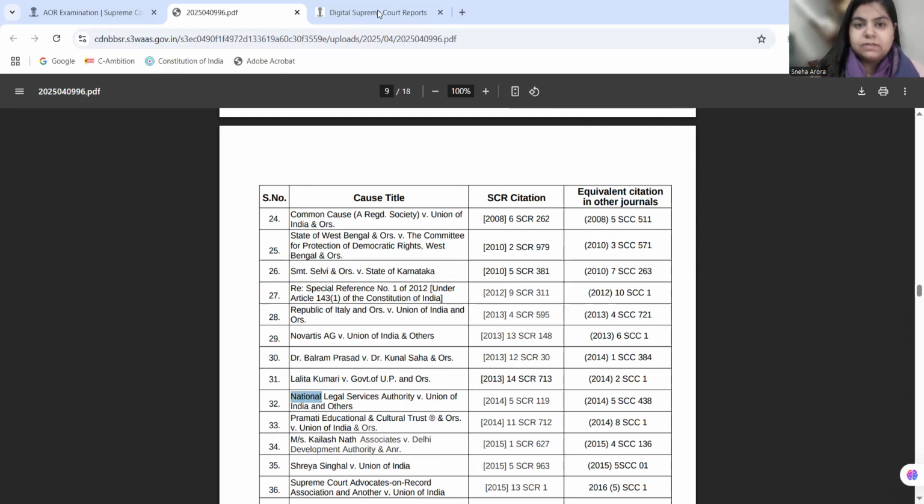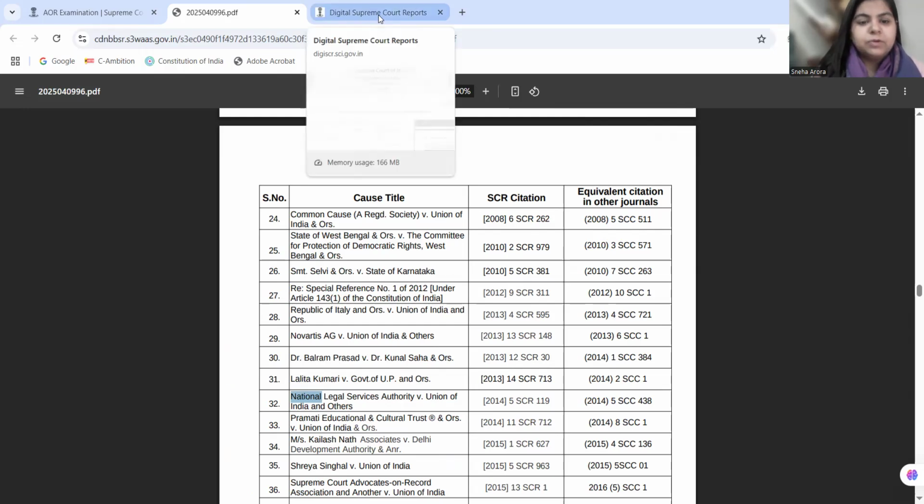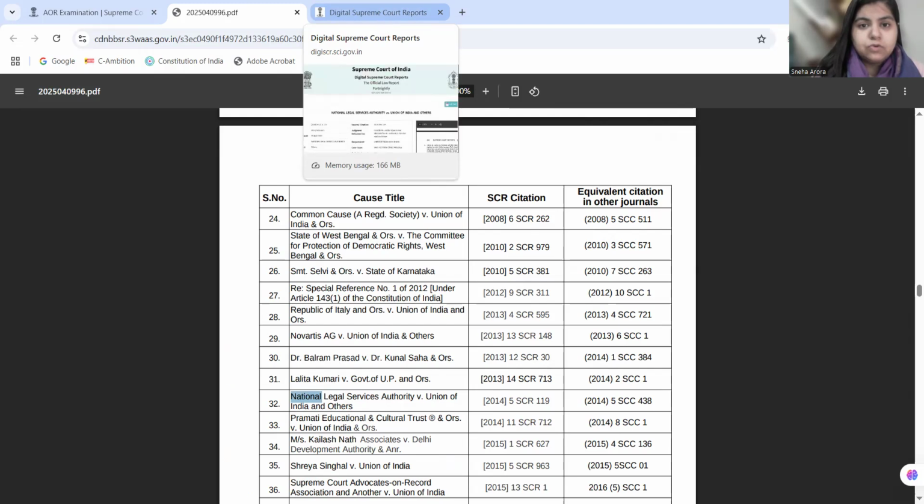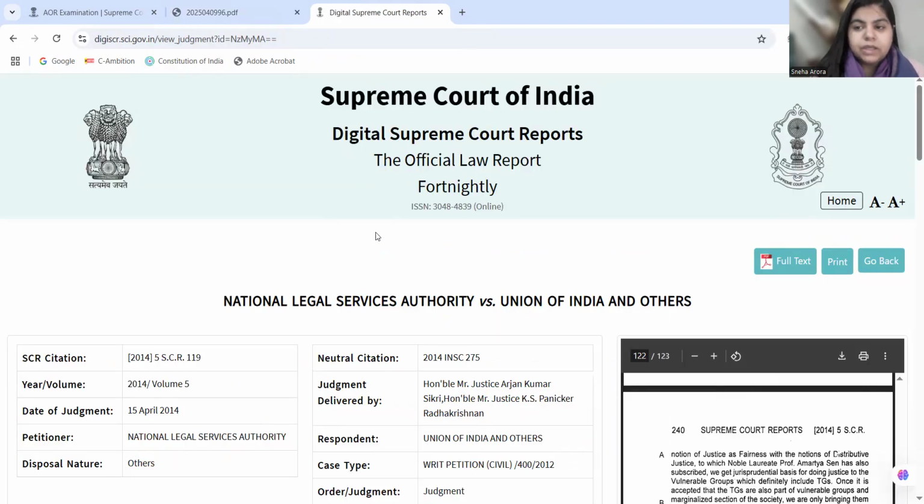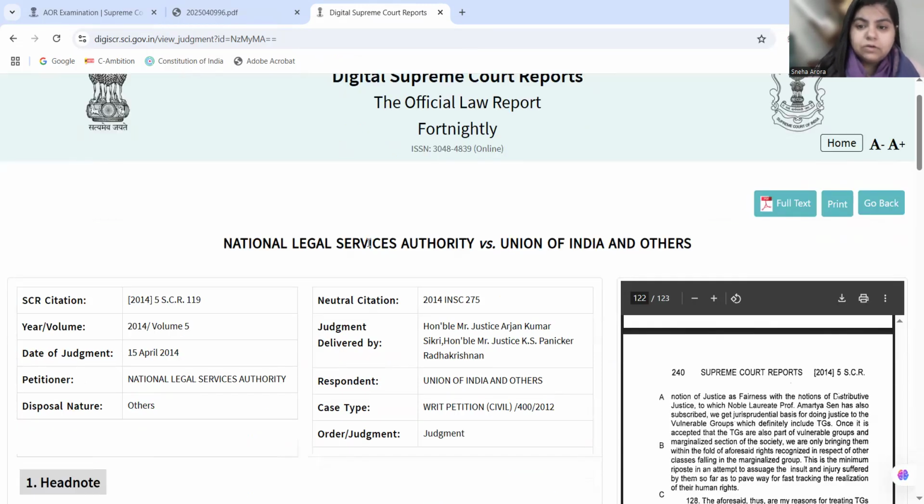All right, so this case finds number 32 in the list of leading cases for AOR exam 2025 as given by the Supreme Court. So this is case number 32, NALSA versus Union of India, for people who are preparing for AOR exam 2025. So now let's go into the judgment. Of course, I think anyone right now in the legal domain is not untouched by the facts and by the judgment of this particular case.